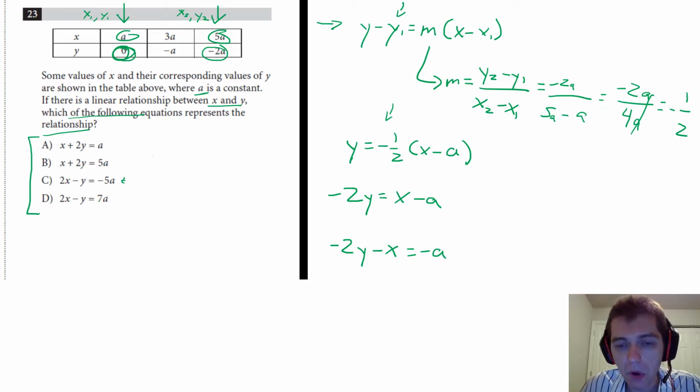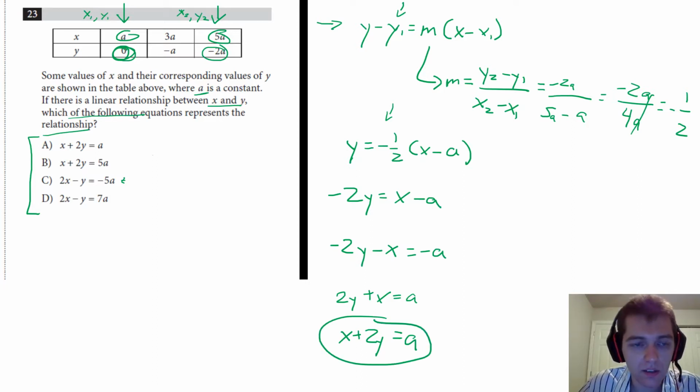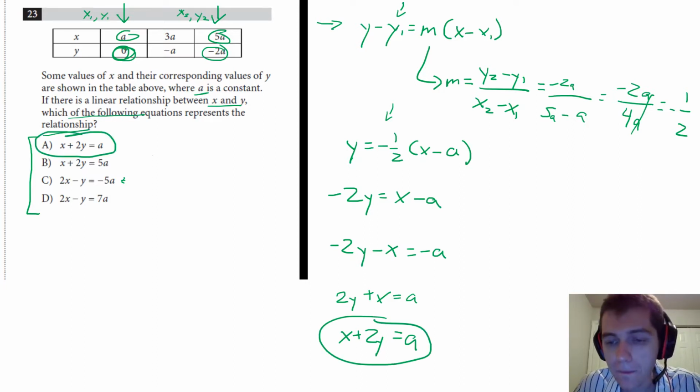And you can get there by multiplying everything by -1, which will just leave you with 2y plus x is equal to a. And to get it finally in this form, they put x first. So do x plus 2y is equal to a. And that finally gets it to be in the form of the equation that is a. A is the correct answer.